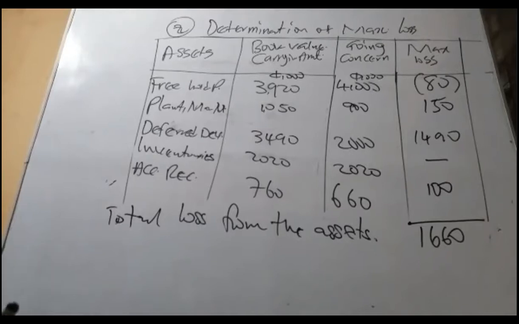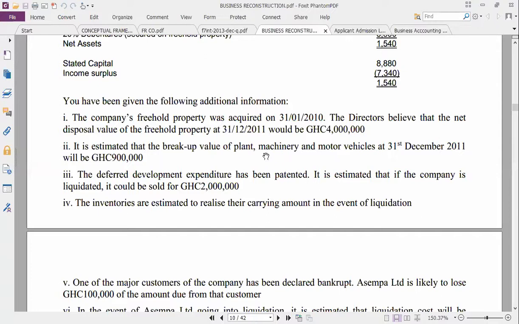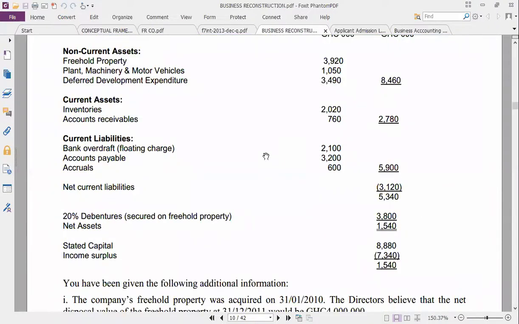So let's go to the financial position and pick all the items except what? Go to the equity section. If you go to the equity section, we have stated capital there, 880. No, we don't pick that one. Then we pick what? The income surplus.